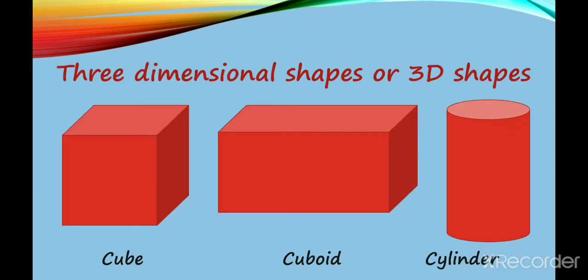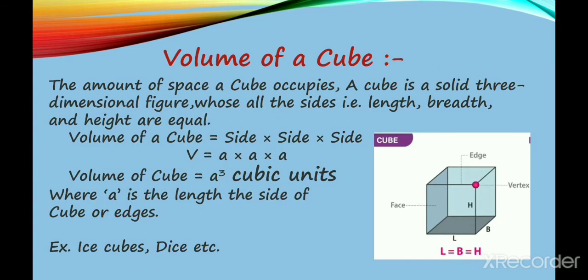Now these are some 3D shapes or 3-dimensional figures you can see, like cube, cuboid and cylinder. There are many more, cone, sphere. Now the first topic is volume of a cube.